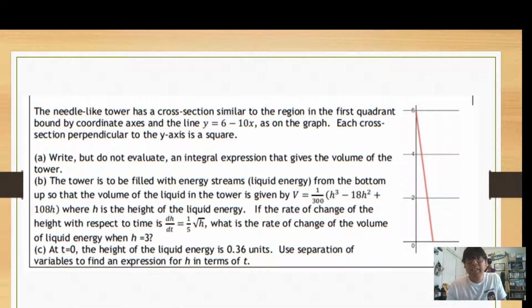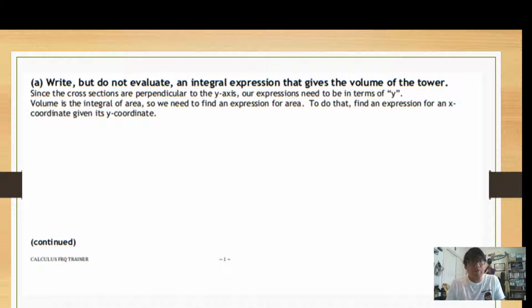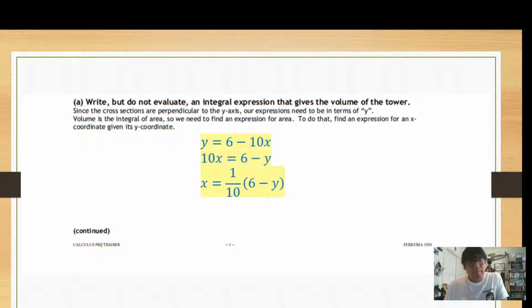So let's get at it. Let's look at letter A: write but do not evaluate an integral expression. We know our cross sections are perpendicular to the y-axis, and we know that they're squares. So the y-coordinate is given as 6 minus 10x. And if you solve, you get that the x-coordinate at any point y would be 1/10 (6 minus y).